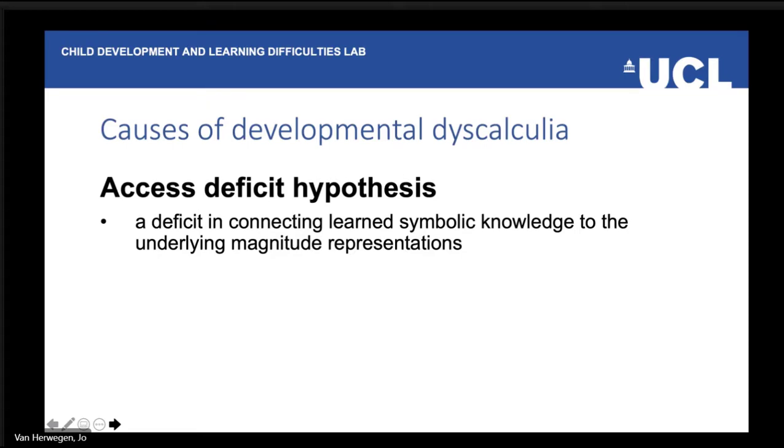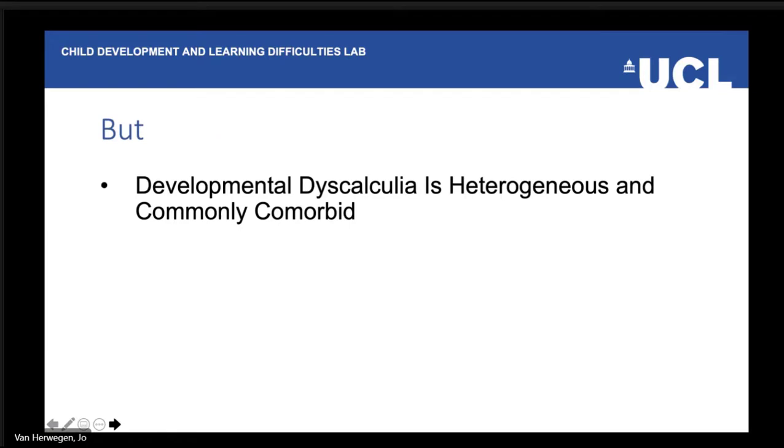And so this access deficit hypothesis argues that there's a deficit in connecting this learned symbolic knowledge to these underlying magnitude representations that these children have or might not have because it's impaired. So these are the two hypotheses that are at the moment being tested within developmental psychology. But one of the things that's already transpiring, which might complicate this argument and might explain why we have a little bit of conflicting evidence, is the fact that developmental dyscalculia is heterogeneous and also often co-occurs with other developmental disorders. So let's just have a quick look at those.